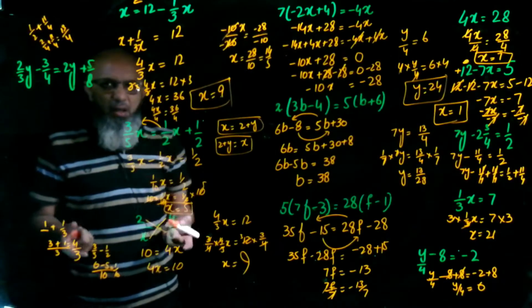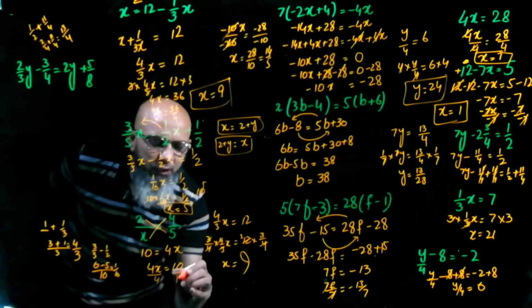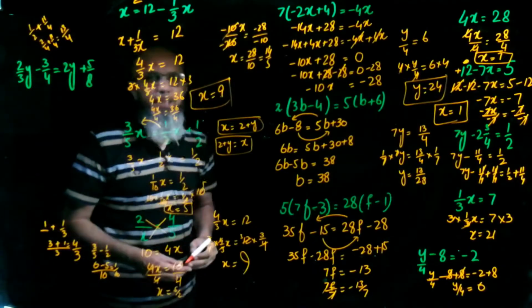So what we have to do here, we will divide by 4 on both sides. So divide by 4 on both sides. This gives x is equal to, by cancellation, table of 2, 5 over 2 is your answer.